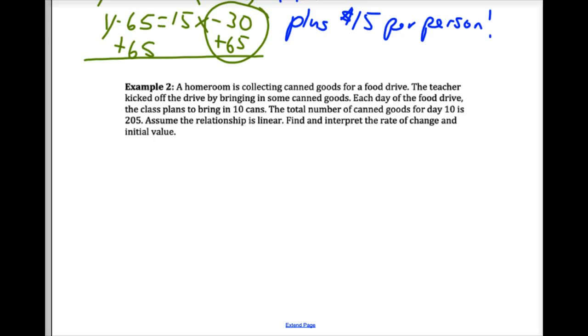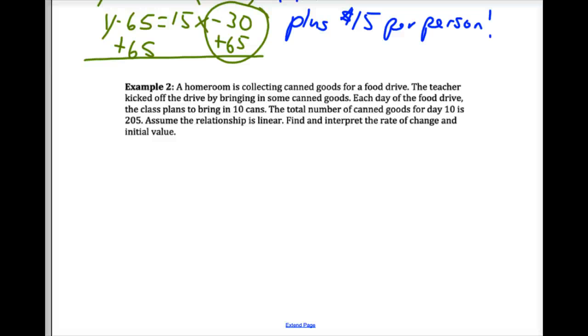Homeroom was collecting canned goods for a food drive, just like our homeroom did before Christmas break. The teacher kicked off the drive by bringing in some canned goods. There's the initial value, which we don't know. Each day, though, the class plans to bring in 10 cans. The total number of canned goods for day 10 is 205. Just because there's 10 cans a day and then day 10, it's just a coincidence. Both numbers are the same.